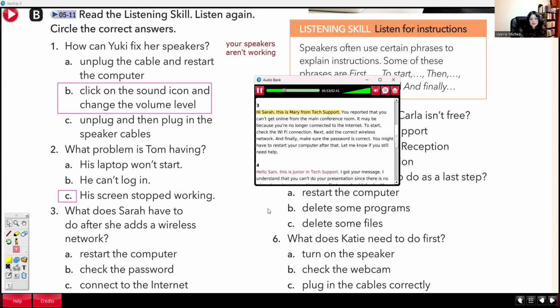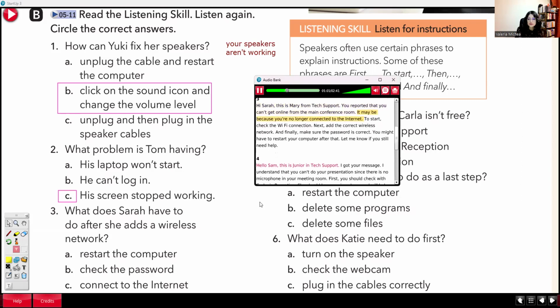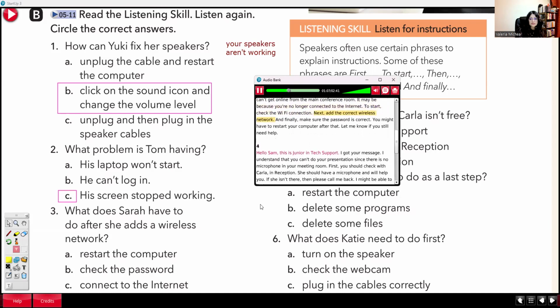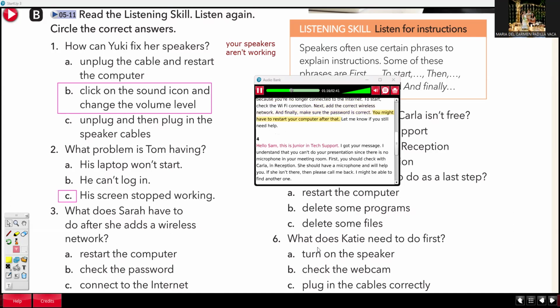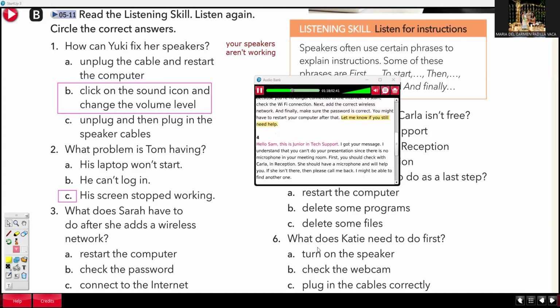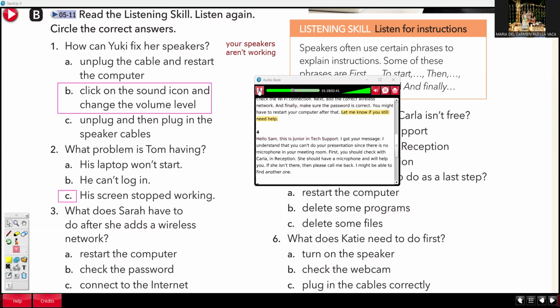Hi, Sarah. This is Mary from tech support. You reported that you can't get online from the main conference room. It may be because you're no longer connected to the internet. To start, check the Wi-Fi connection. Next, add the correct wireless network. And finally, make sure the password is correct. You might have to restart your computer after that. Let me know if you still need help.